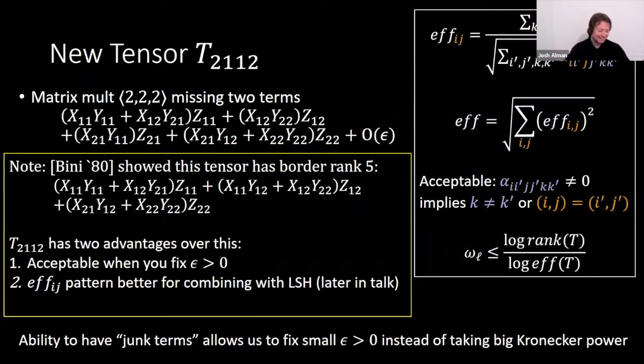So I want to tell you now, maybe this is a bit of an aside, but I want to actually show you why this tensor has border rank 5, because it's, at least for me, a rare situation where there's a tensor that's useful for something and where I actually have a nice simple proof of why its border rank is what it is.